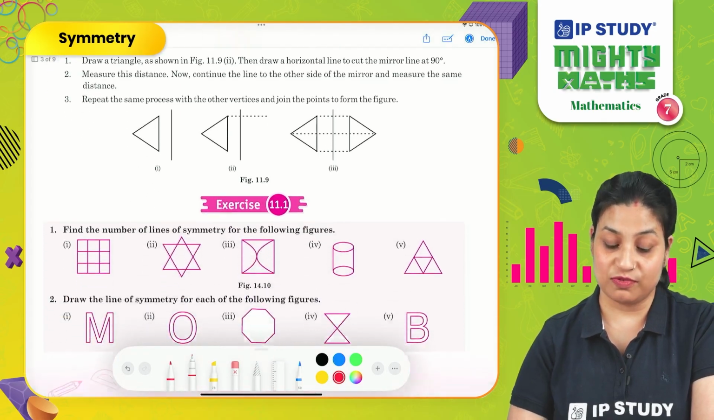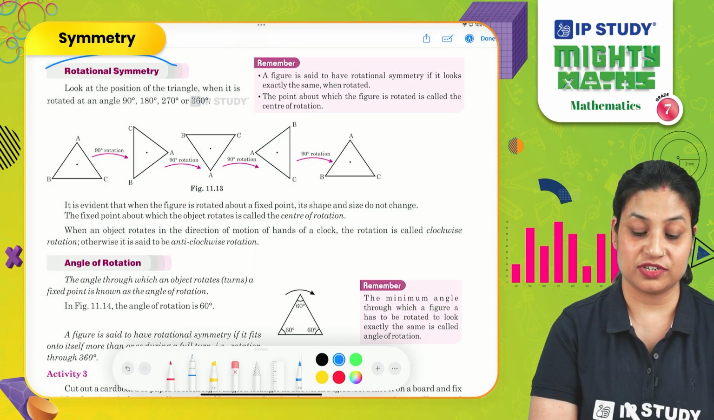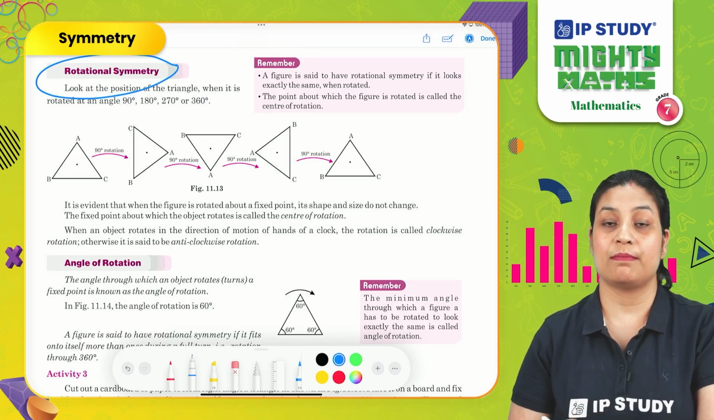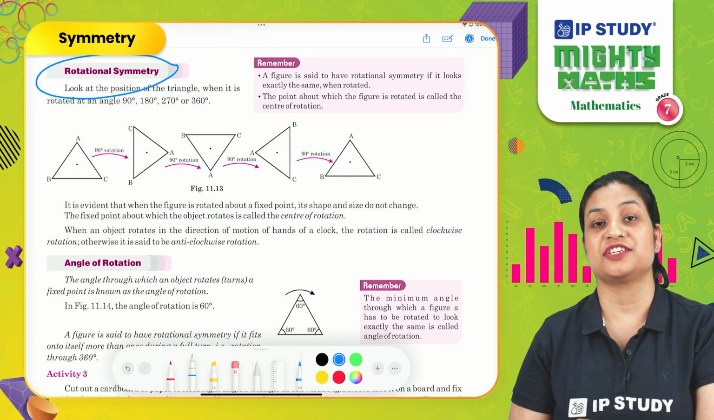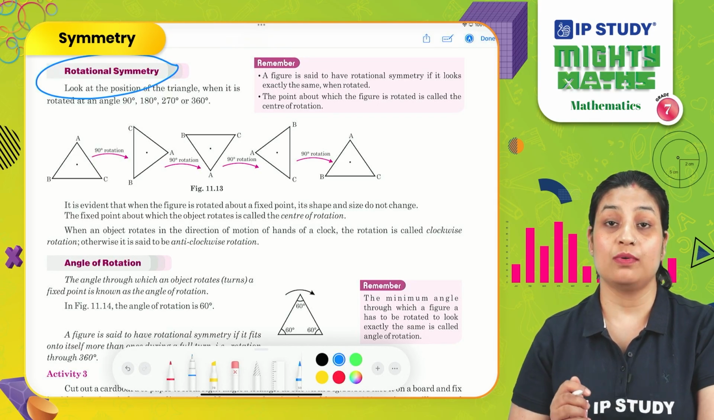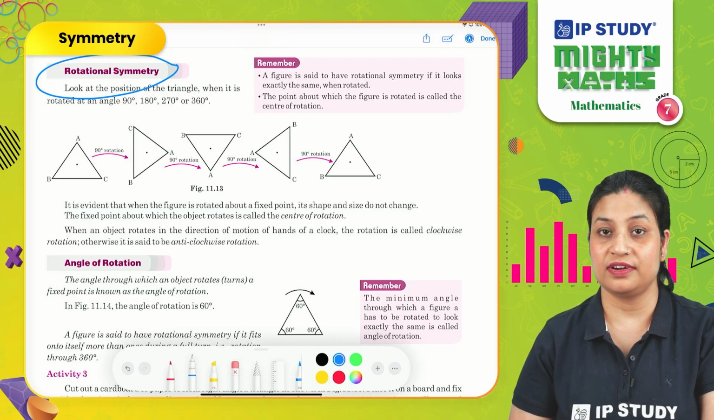Now, let's move on to the next topic. The next topic is rotational symmetry. So dear student, we have just finished a discussion about what is symmetry and about line of symmetry. Now, rotational symmetry is quite different. How is it different? Let me tell you.